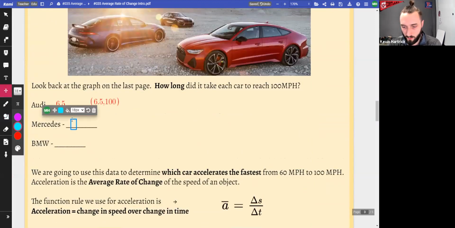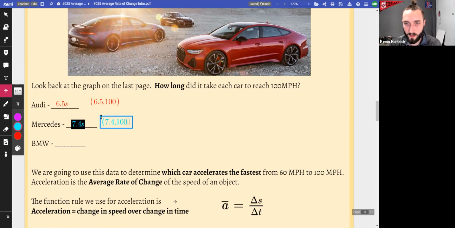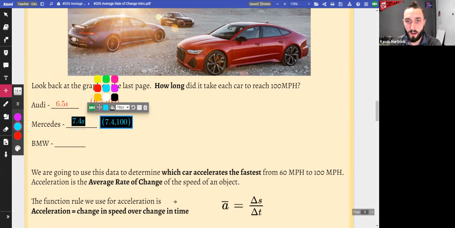Okay, so 7.4. Should have put second. You got to put an S there to talk about seconds. Okay, and that means our point is 7.4, and again 100. So the Y values are the same here because that's how we're comparing. If you use the same Y values, then you can compare how the rates of change, compare which one is a faster rate of change.